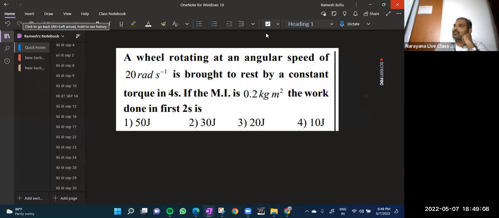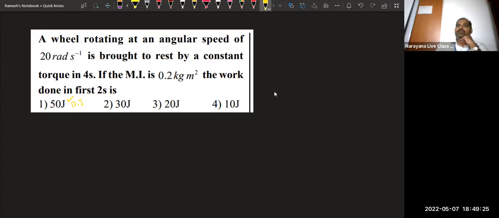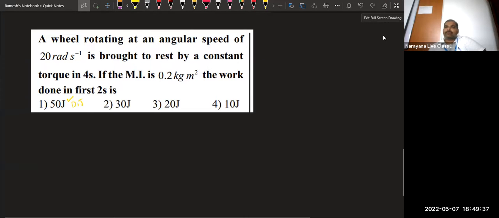Yes, sir, 50 joules. What is our answer? 50 joules. Dharani is saying 50 joules. Yes, sir. Dharani and Jiva also. Next. Vishwanath, Jiva, Shiva, Nivasini, Pandi, Kalpana, Kirutika. And Arish is there, right?